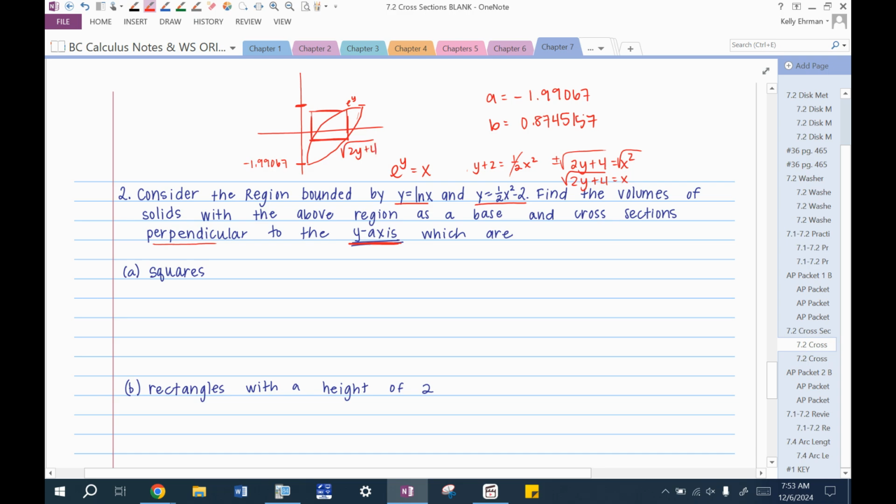Okay, so we have all of that organized. This is A, this is B. So squares. What's the area of a square? It's side squared. The side, right minus left, is going to be the square root function minus the e function. So our volume should be the integral from a to b of (square root of 2y plus 4 minus e to the y) squared dy.